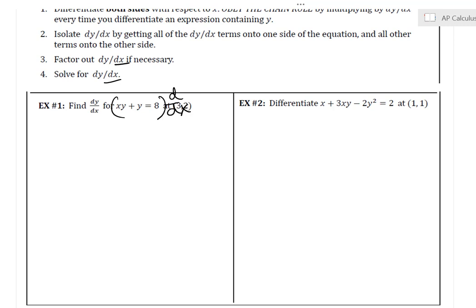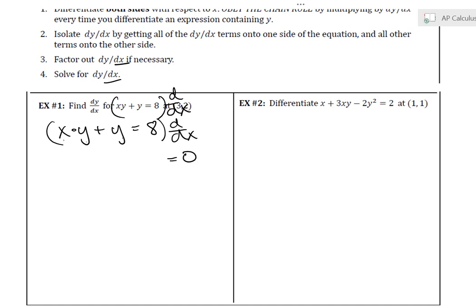So this d over dx gets applied to all these terms. We have product rule right here. I'm just going to write this out so it's very clear. We have x times y plus y equals 8. So when I'm doing this, this d over dx goes to the x, the y, and the 8. We can do that 8 really quickly. The derivative of 8 with respect to x is just 0, because the derivative of a constant, that instantaneous rate of change, is 0.